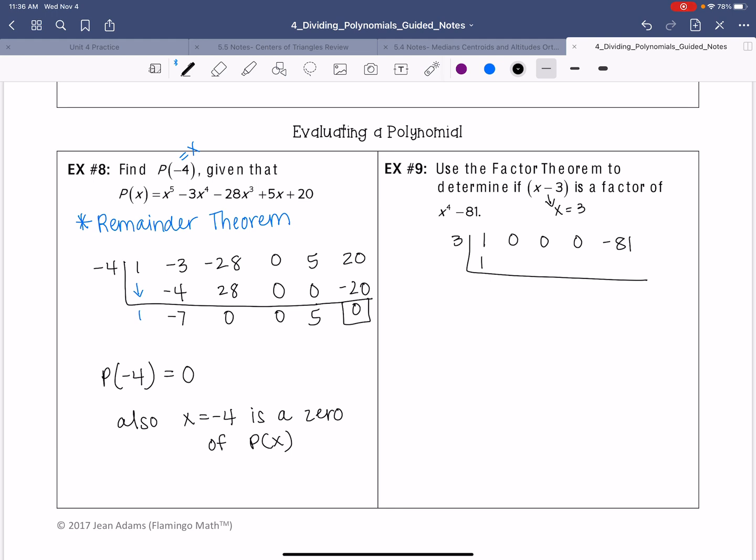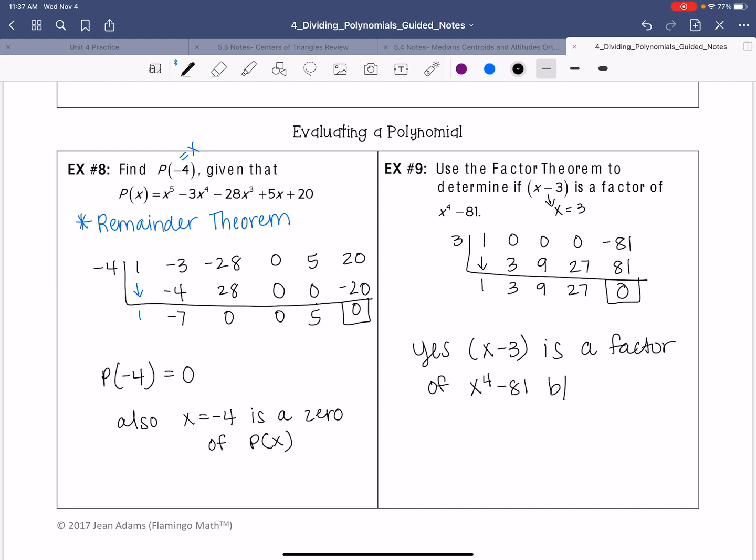First one always gets brought down. 1 times 3 is 3. 0 plus 3 is 3. 3 times 3 is 9. 9 plus 0 is 9. 9 times 3 is 27. 27 plus 0 is 27. 27 times 3 is positive 81, which gives me a remainder of 0. So since there's a remainder of 0, yes, x minus 3 is a factor of x to the 4th minus 81 because 0 remainder.